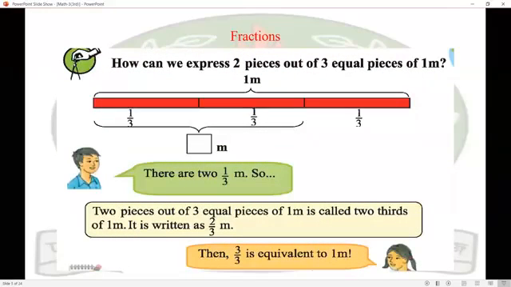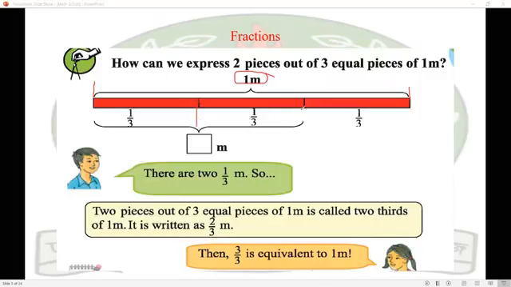How can we express 2 pieces out of 3 equal pieces of 1 meter? You see that there is a string from beginning to end. This is indicated by 1 meter. But you have to express 2 parts. So you see that it is divided into 3 equal parts.